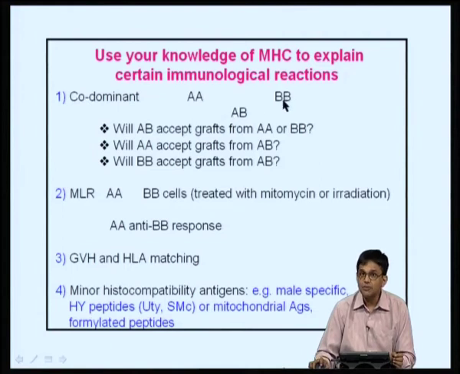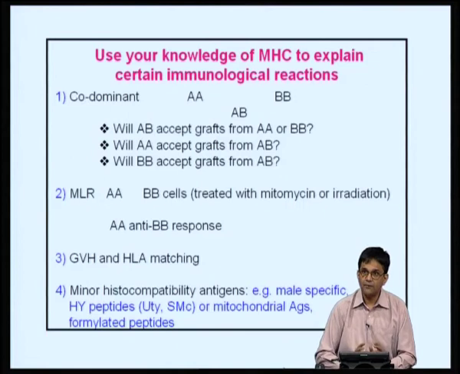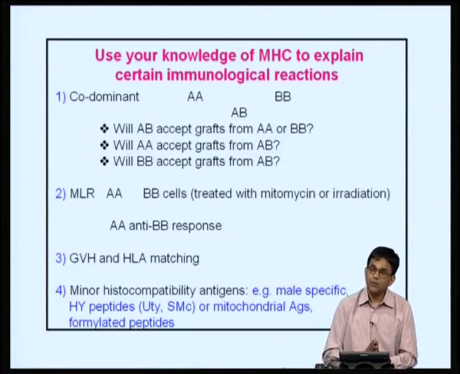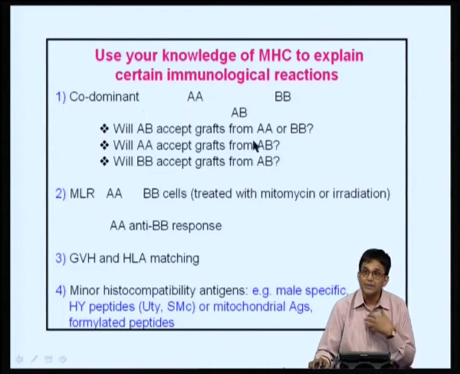Similarly, in case of BB, A is not present, and so A will be seen as foreign and it will not accept grafts. So, it is important to understand this concept of grafts with respect to MHC. And the fact is, since we express MHC molecules one from our father, one from our mother, both are codominantly expressed, and that is the importance of codominance. Okay. So, we are expressing MHC molecules both from our father's side as well as from our mother's side.